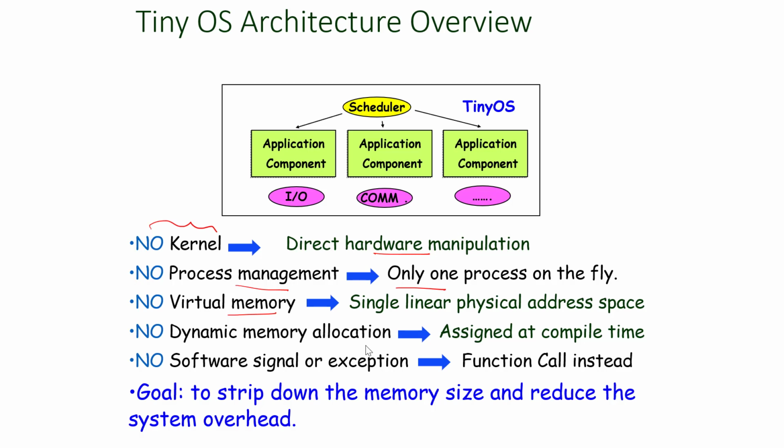Memory is not allocated dynamically. We can't afford the complexity of a memory manager. There are no software signals or exceptions because there is no user kernel boundary anymore, right? So function calls are used. So the goal is to basically, on any such kind of a small sensor device, strip down the memory size as much and as far as possible and reduce the system overhead.